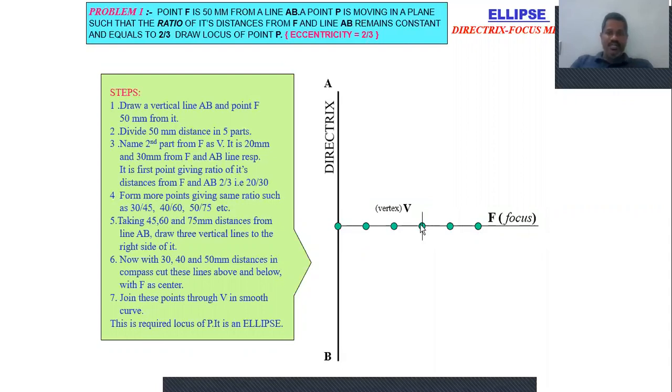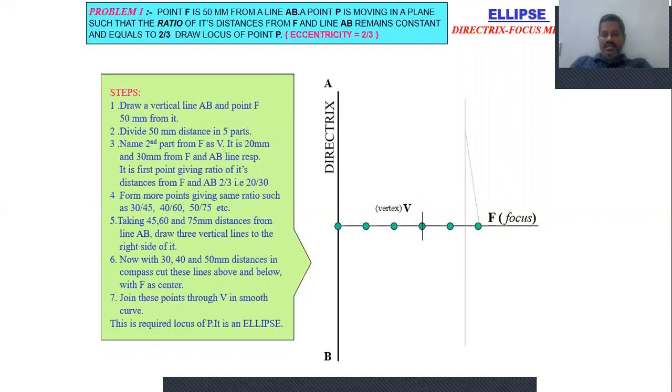Now the point P is lying exactly on the horizontal line. That means, as you can see, the distance ratio of this vertex V is 2/3 when the moving point lies on the horizontal line in this case. So 2 by 3. Now let us move further.